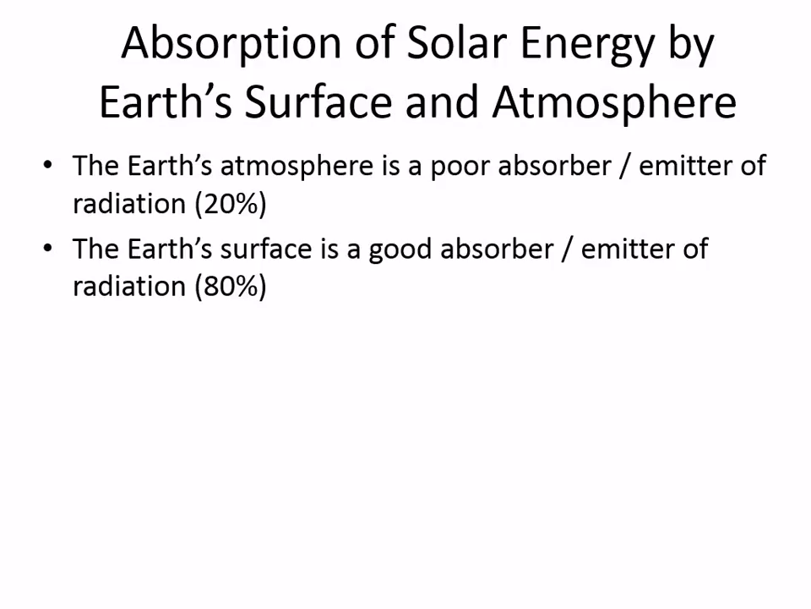But now the geosphere, the Earth's surface, is really good. Instead of 20, it's 80. So when the sun shines on the Earth's surface, the Earth basically sucks up 80% of that energy. And then right away, and even throughout the night, there are little energy wiggles coming from the Earth's surface. That's the Earth re-emitting that energy. So it's a good absorber and re-emitter of energy.